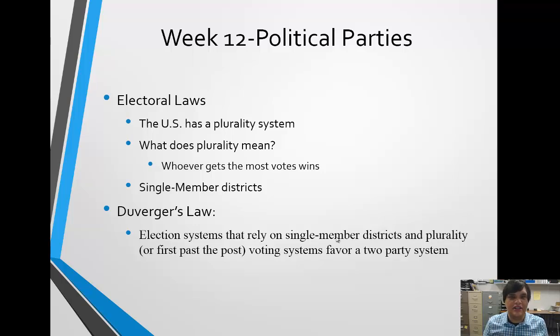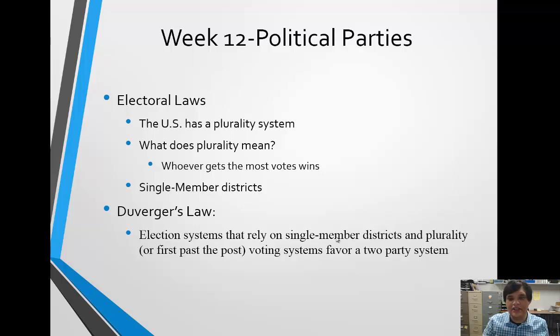Duverger's law is probably the closest thing that we have to a law in political science. It basically looks at election systems, and it says that election systems that rely on single-member districts and plurality, like the United States, favor a two-party system. So when people ask why we have a two-party system or why a third party will never be successful in the United States, it's the fact that we have these single-member districts and a plurality system.